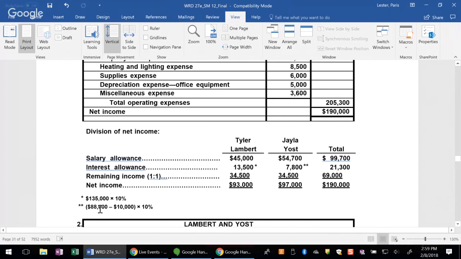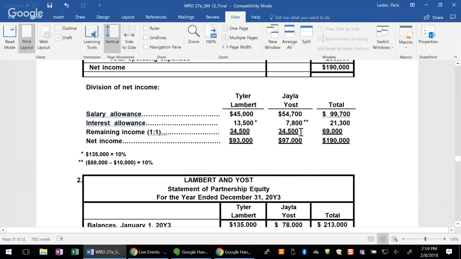Now, how do we calculate that interest? 135 times 10% is 13.5. But here, for Yost, you have to take the 188,000, what's left, minus 10 is 78,000 times 10%. 78,000 times 10% is 7,800. Read your problem, you'll see.